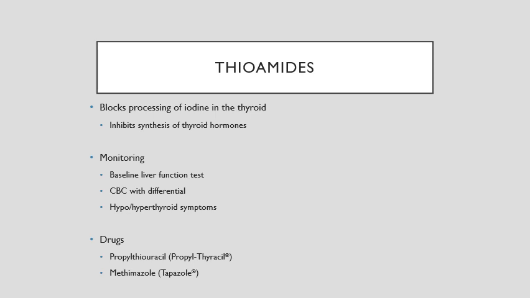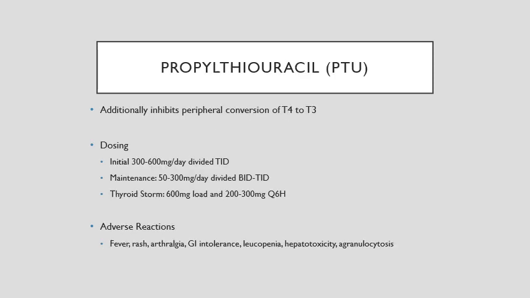Monitoring needed for these medications include baseline liver function tests, CBCs with differentials, and looking for signs and symptoms of hypo and hyperthyroid. The two drugs that are in this class that we would see used are propylthiouracil and methimazole. Propylthiouracil, or PTU, is the first medication in this class. Along with blocking the incorporation of iodine in the thyroid hormones within the thyroid gland, it additionally inhibits the peripheral conversion of T4 to T3.